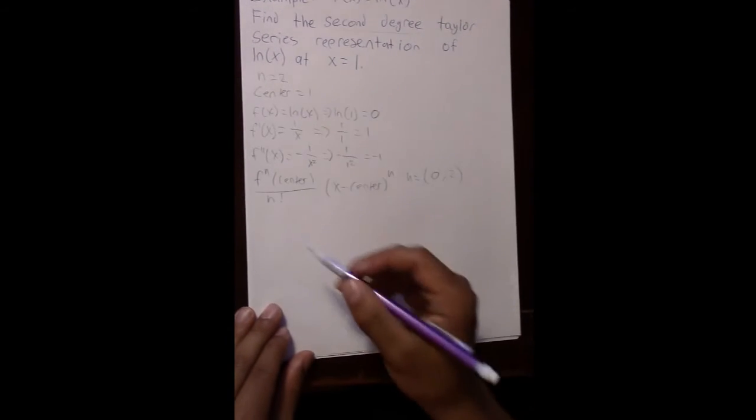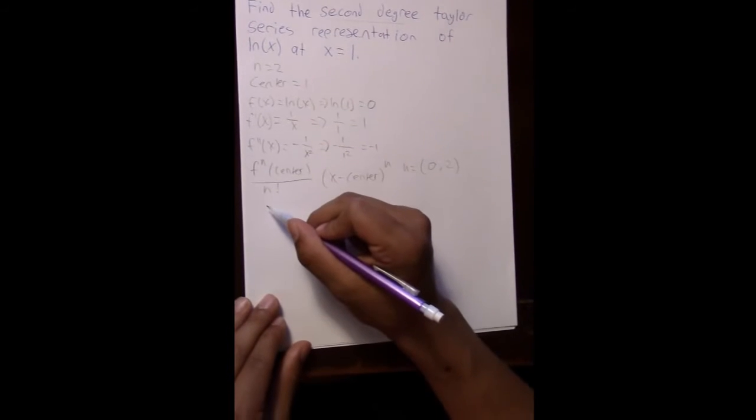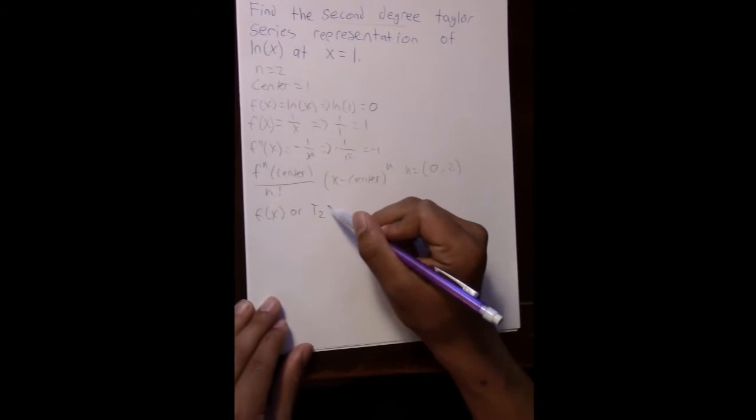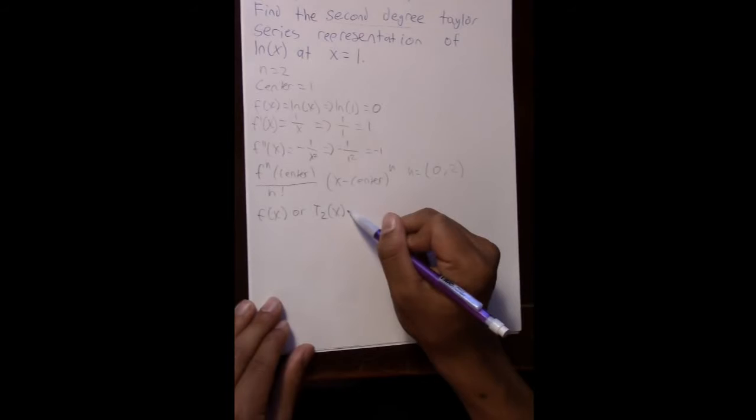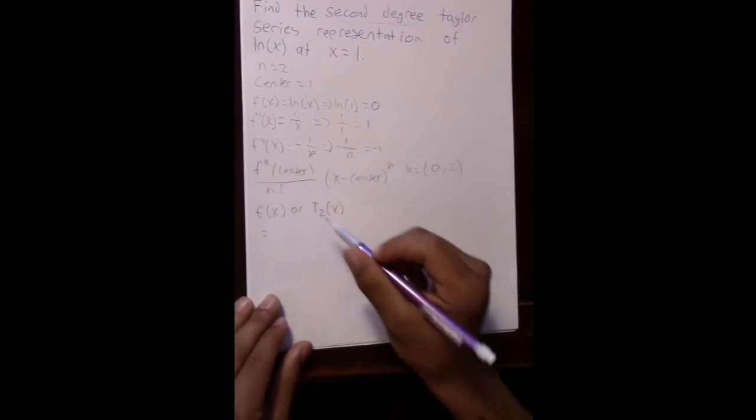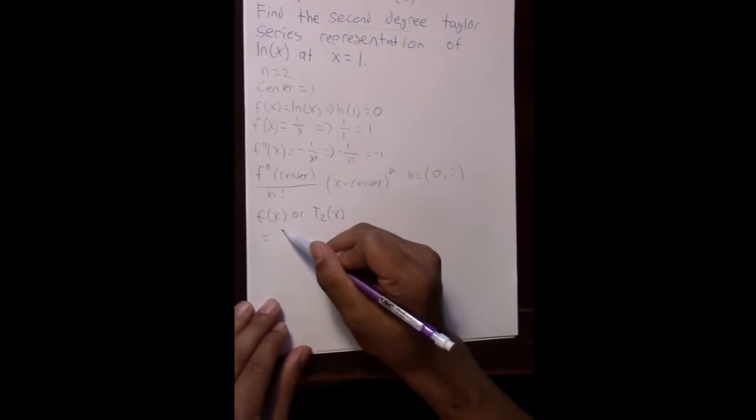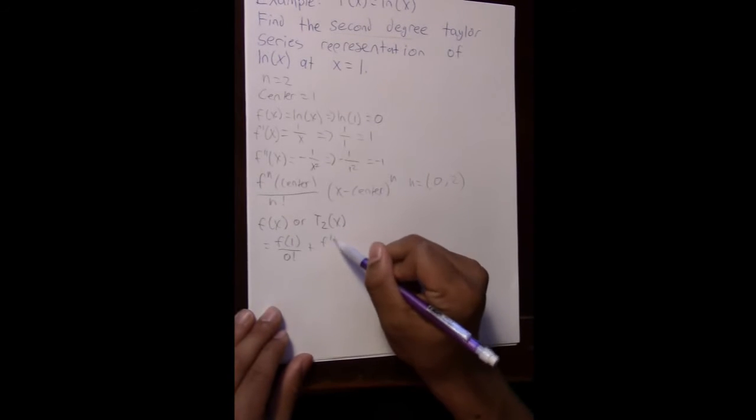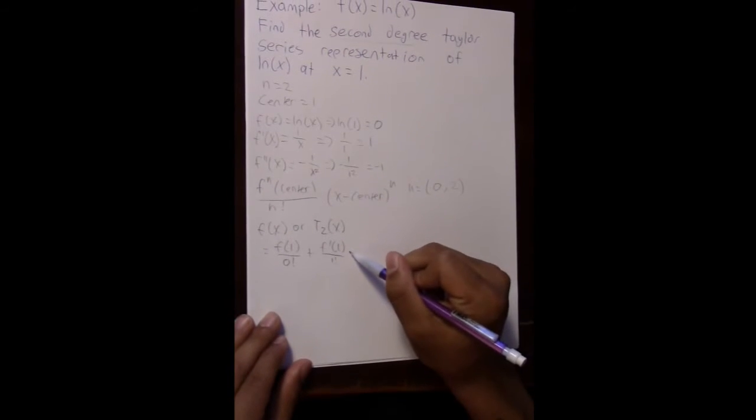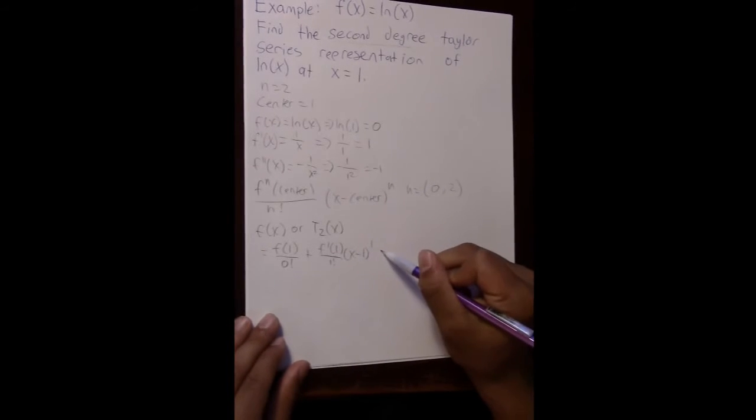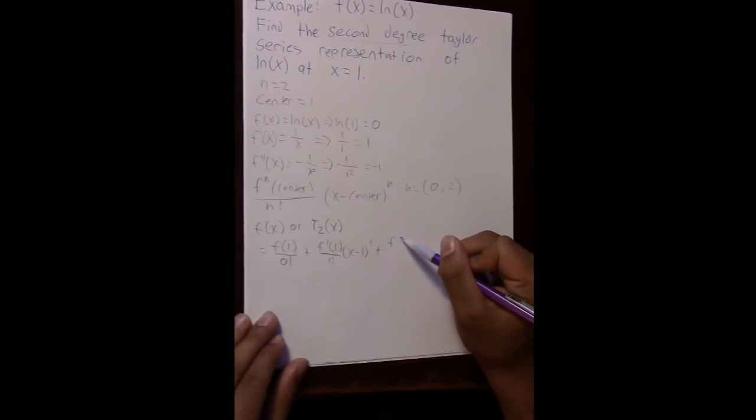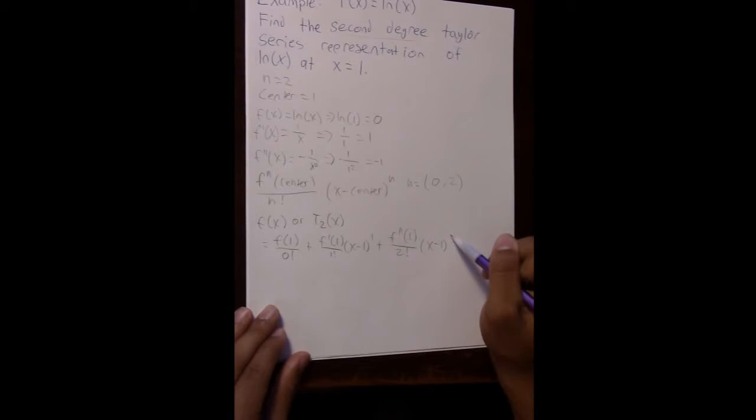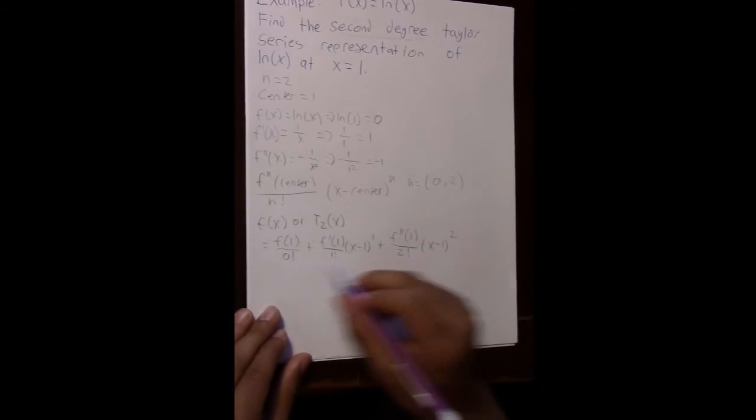So we'll again be plugging into the equation, which is T to the second degree of x equals f of 1 over 0 factorial plus f prime of 1 over 1 factorial times (x minus 1) to the 1, plus f double prime of 1 over 2 factorial times (x minus 1) squared. And there you have our second degree, and we only need to solve for this.